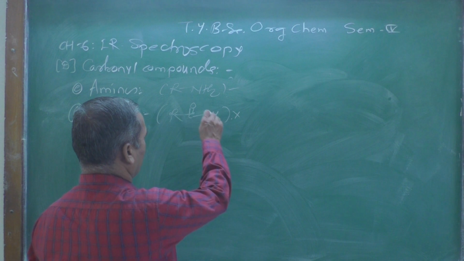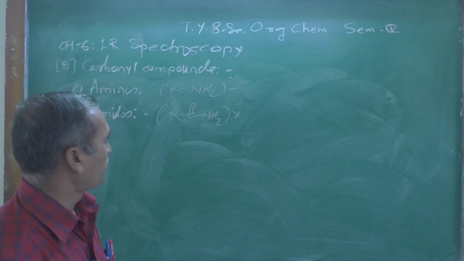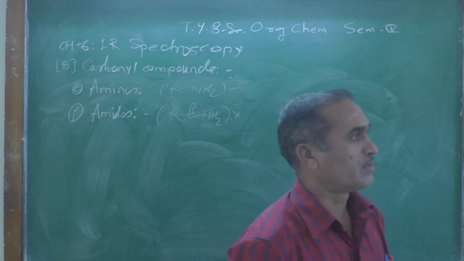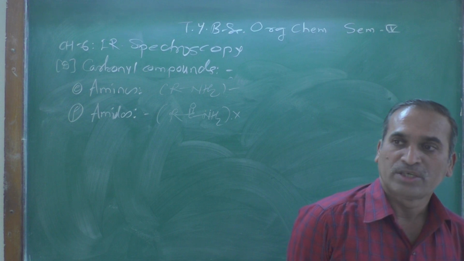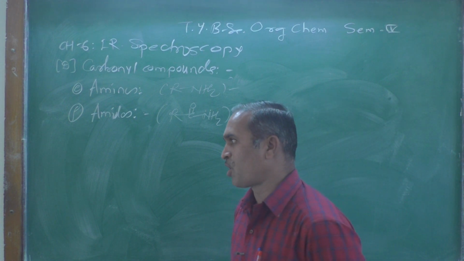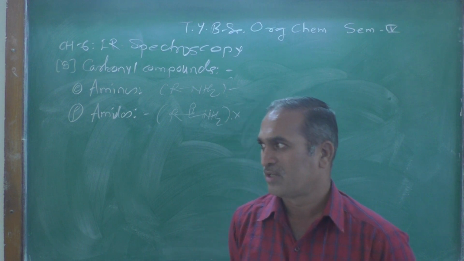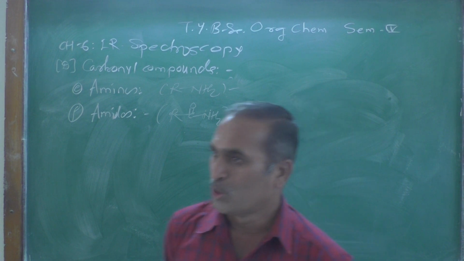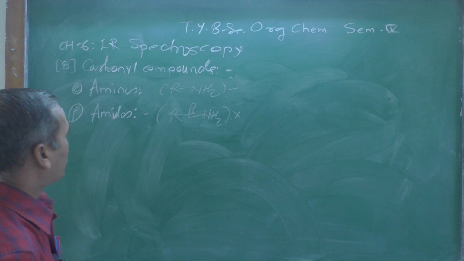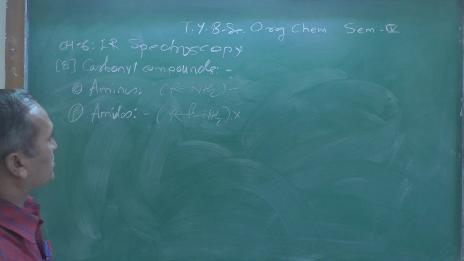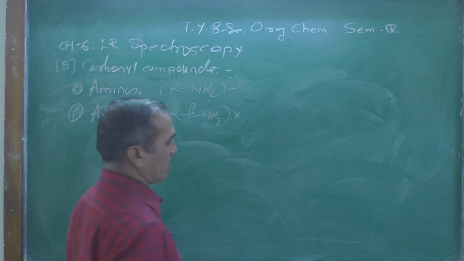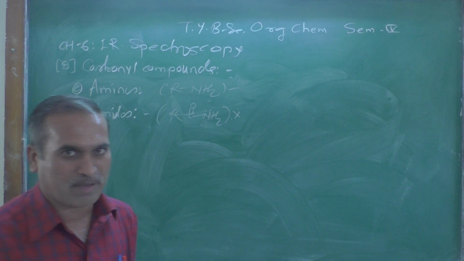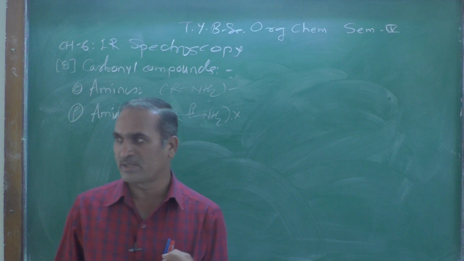Why? The reason behind it is that the lone pair available on the nitrogen atom is involved in delocalization. It is not free for donation, and therefore amides are found to be neutral in nature. But as far as IR spectroscopy is concerned, the amines are further classified into primary amines, secondary amines and tertiary amines.